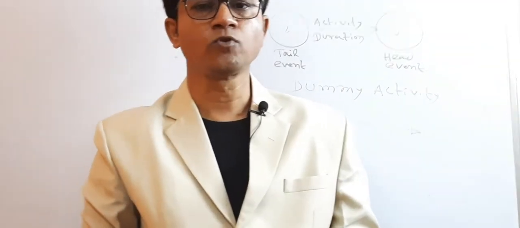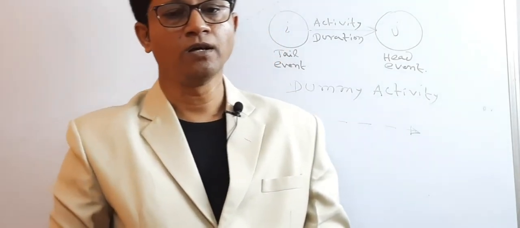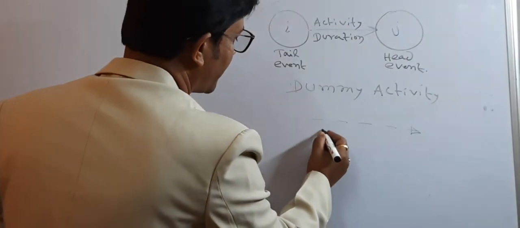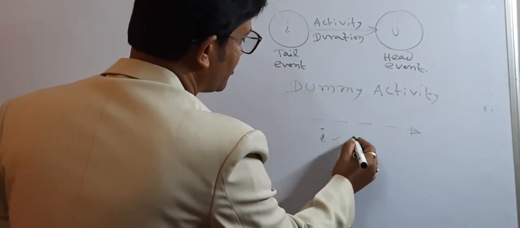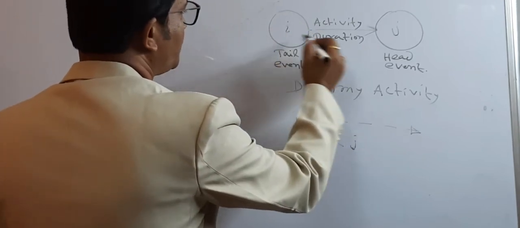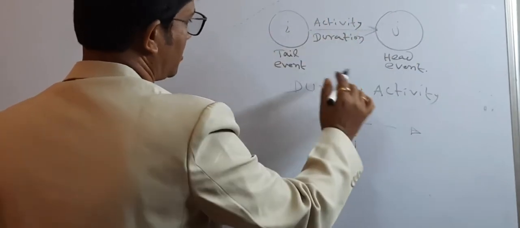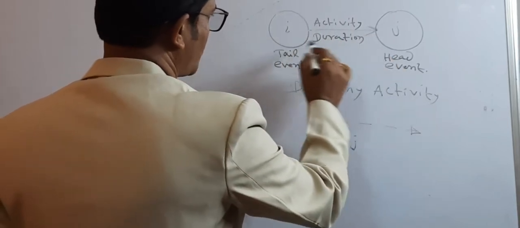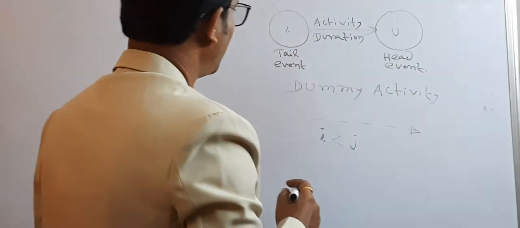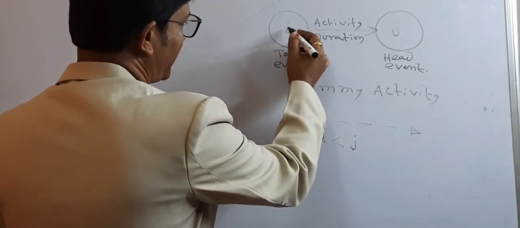And another thing is Fulkerson's rule, which speaks about forward numbering, that is, I should always be less than J. This number should be less than this number. This is to be followed always in drawing the network. And another is skip numbering. So it is always better to start from 10, 20 and so on.